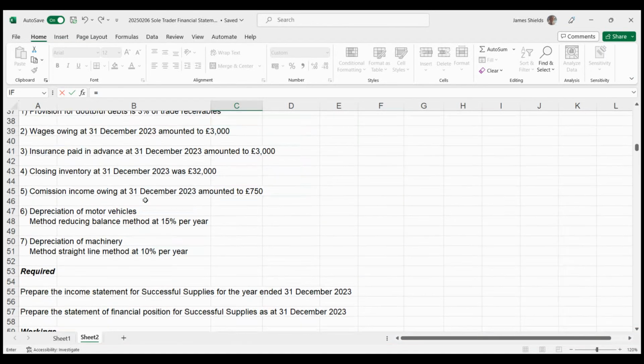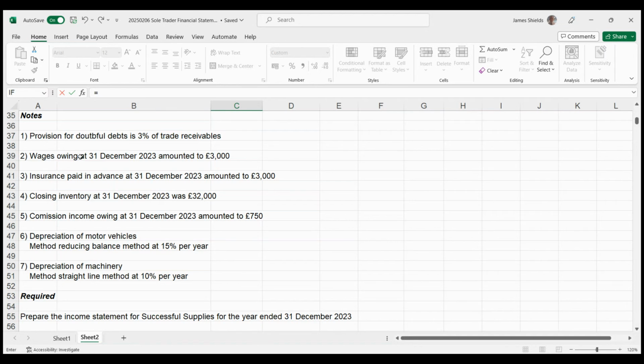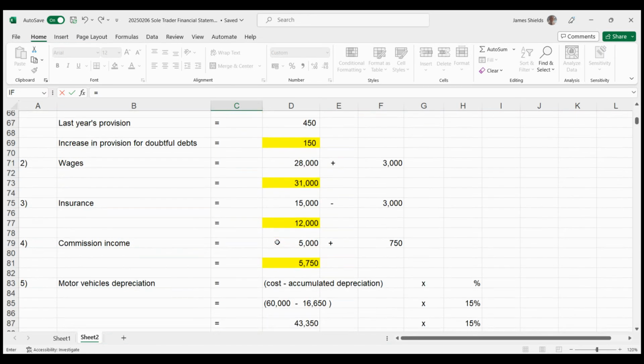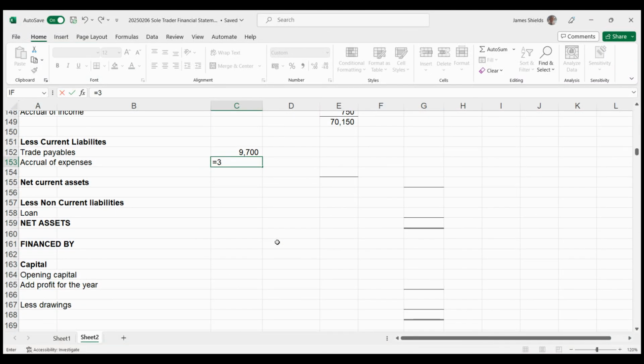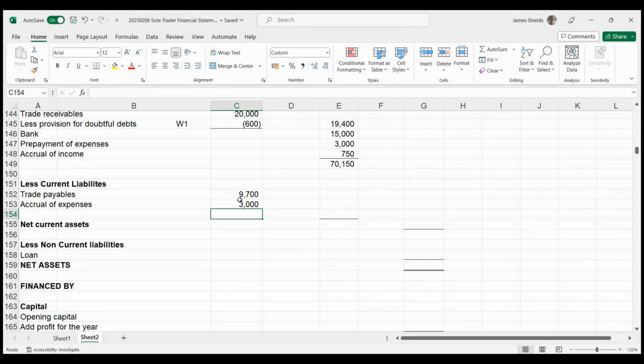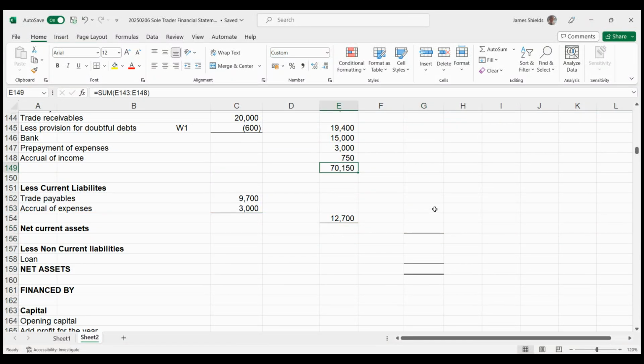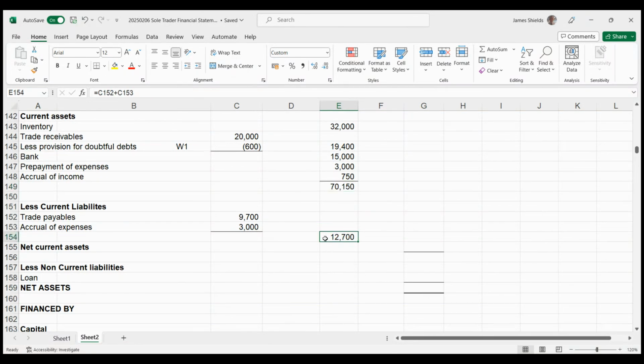What was outstanding at the end of the year? There we are, wages owing of £3,000. So accrual of expenses is going to be £3,000. So now we combine them two together, we add them together, and it goes in the middle column. So that's our 9,700 plus the 3,000 to give us £12,700. So our current assets are 70,150 and our current liabilities are 12,700. So now we work out the net current assets. It's net current assets because the current assets are more than the current liabilities. If it was the other way around, it would be net current liabilities. So we've got net current assets.